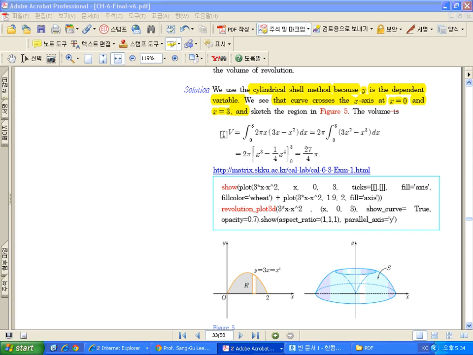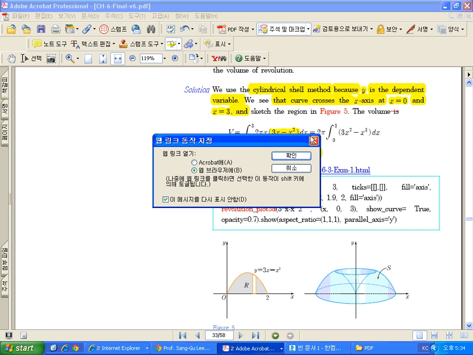So now we use the cylindrical shell method. This volume V can be obtained by the integral of 2 pi x times f of x, which is 3x minus x squared, dx from 0 to 3, because we are going to rotate this function from 0 to 3, not 2. The volume can be obtained as 27 over 4 times pi, as we see here.